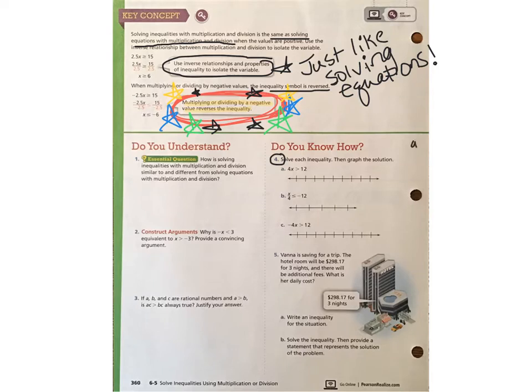4a says 4x is greater than 12. So just like solving an equation, we're going to divide both sides by 4. And x is greater than 3. Because we divided by a positive number, the inequality symbol stays the same.